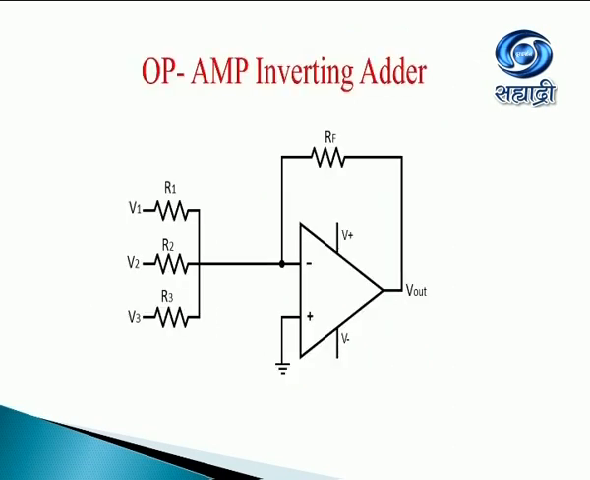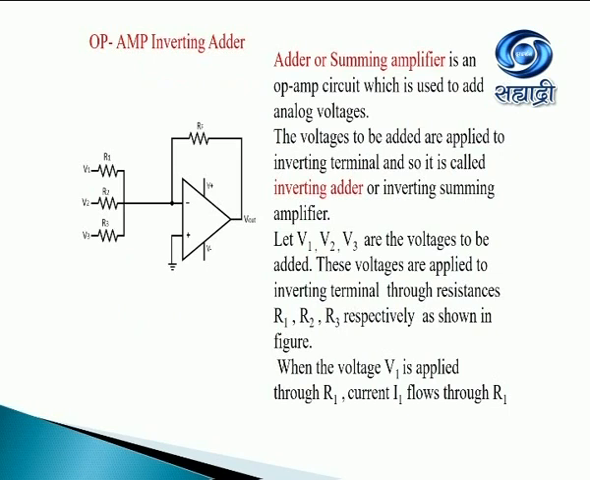Op-amp inverting adder. When an op-amp is used to add voltages, it is called an adder. Since all the inputs are applied to the inverting terminal, this is called an inverting adder. Adder or summing amplifier is an op-amp circuit which is used to add analog voltages. The voltages to be added are applied to the inverting terminal and so it is called an inverting adder or inverting summing amplifier.